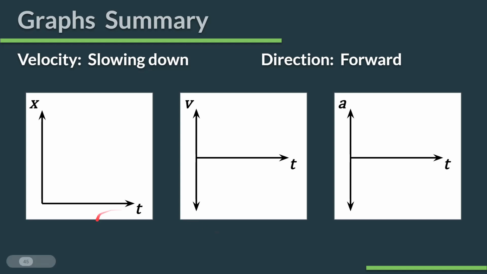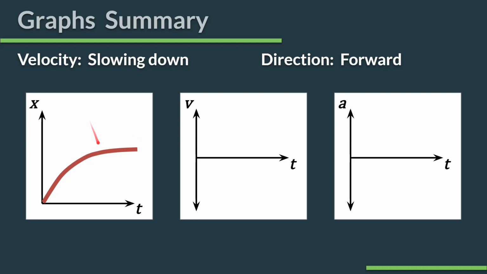All right, so if I want to slow down while going forward, again, I need a positive slope to show forward motion on an xt graph, but my slope needs to change and it needs to get less steep. It needs to get flatter. That's how I show that I'm slowing down. So it's going to look something like this. That's the basic shape. Okay, again, it might be steeper at the beginning. It doesn't matter, but that's the basic shape, a curve like that.